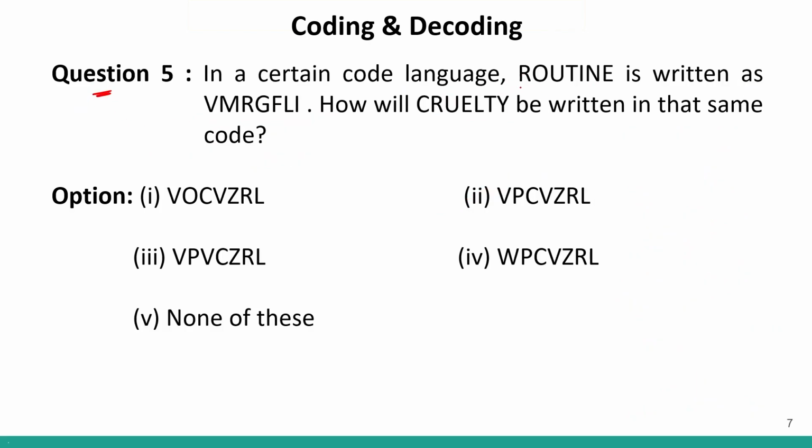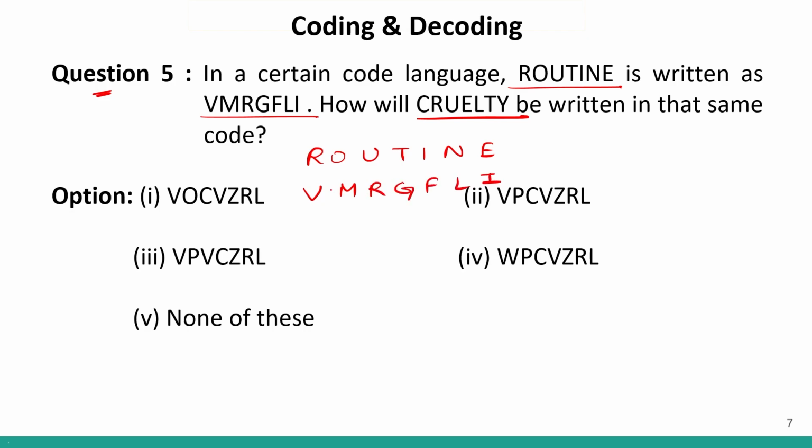In a certain code language, routine is written as VMRGFLI. So codes have changed, right? I am assuming this is a case of forward ranks or backward ranks. We will check. Okay? And how will cruelty be written in that code? We have to find out how cruelty will be written in that code. So now if I see routine, ROUTINE. This is coded as VMRGFLI.